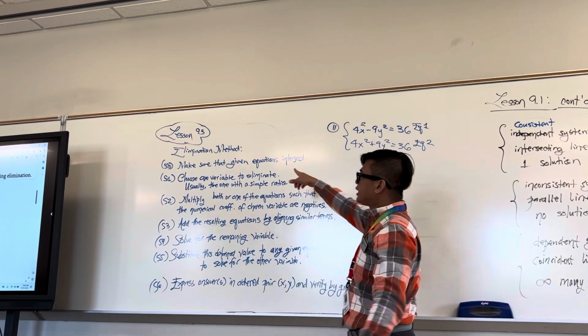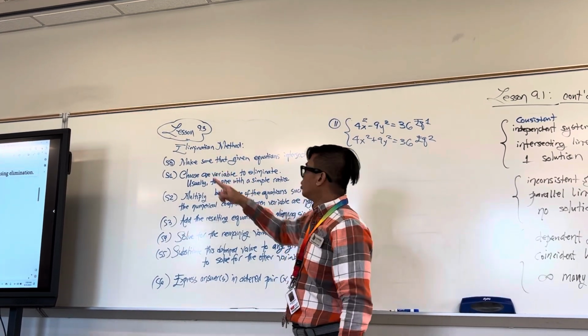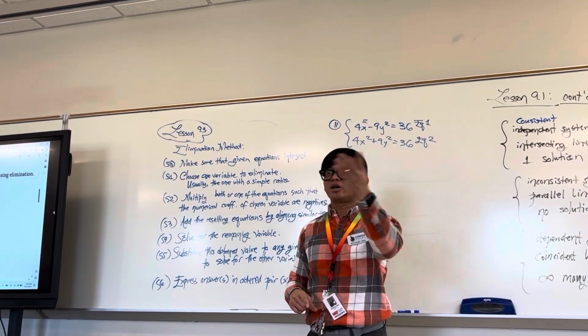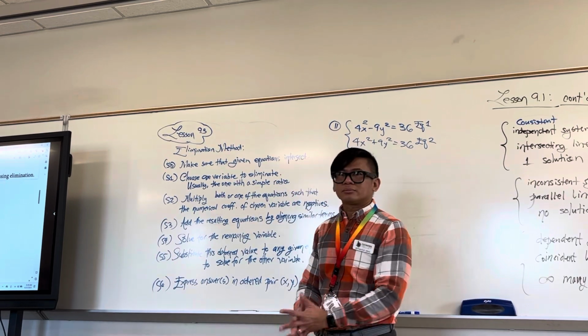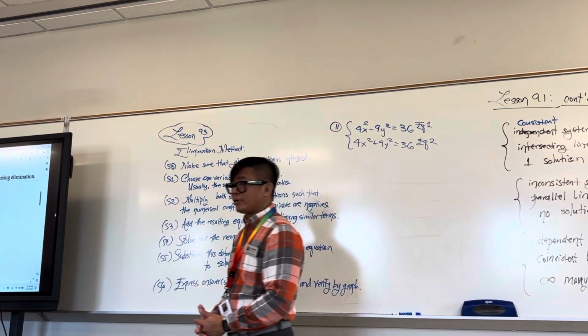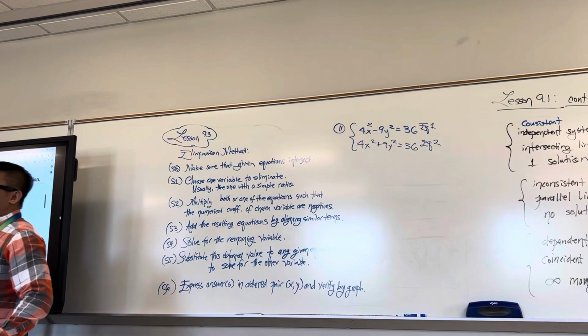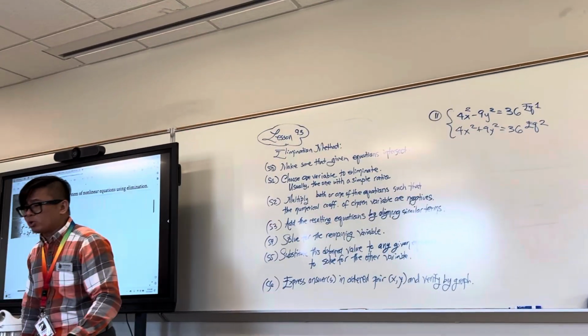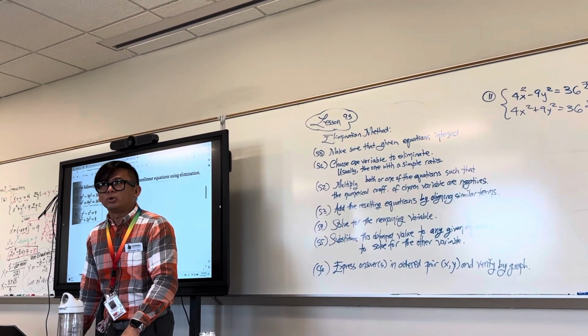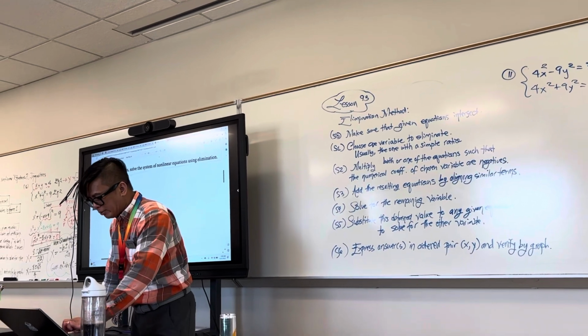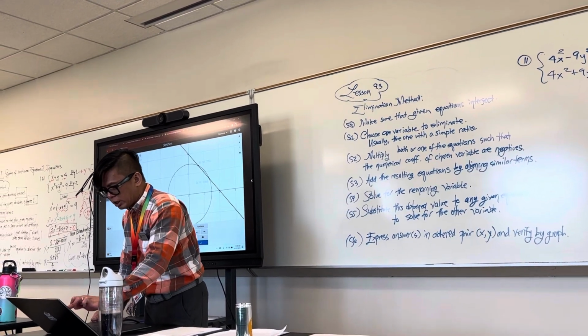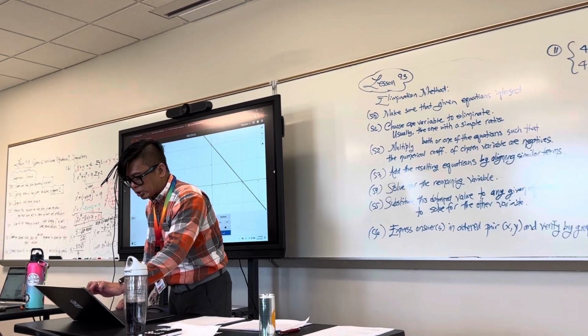Okay. Let's read our step 0 first for the elimination method. Thomas, go ahead. Make sure that the given equations intersect. All right. Very good. Because honestly, let's do this by graphing, because if they don't intersect, then no need to do the entire elimination method, right? So let's see first if they actually intersect.